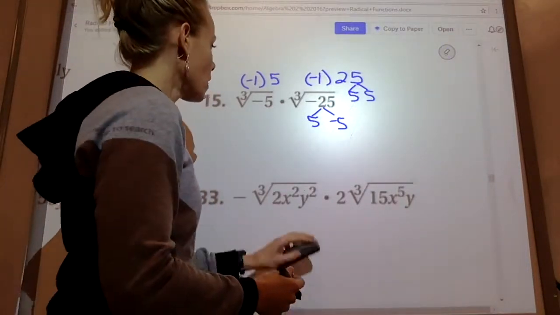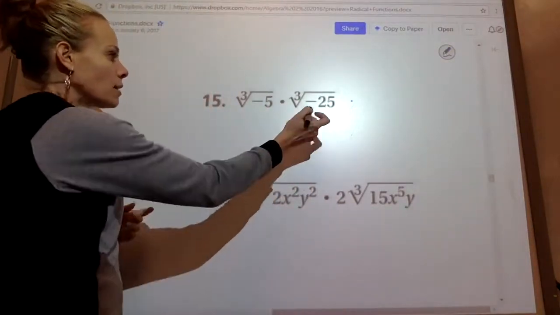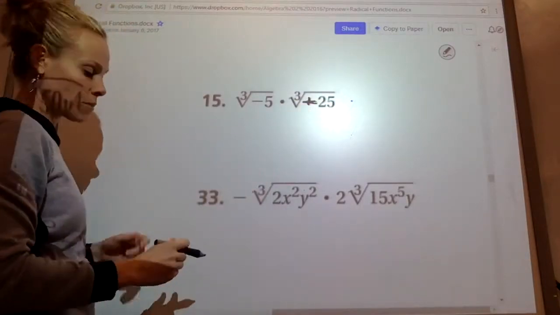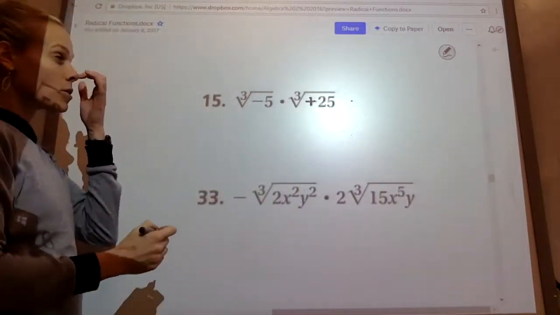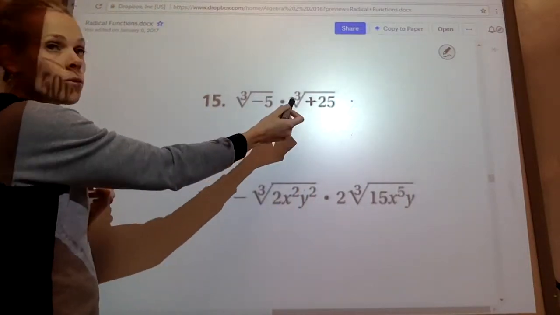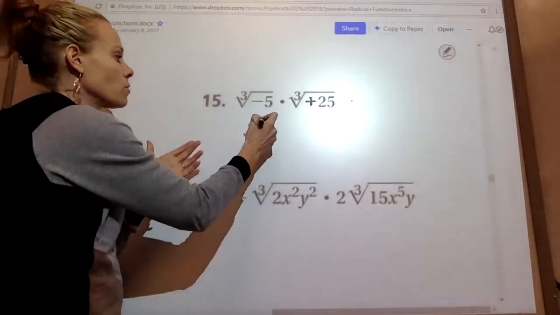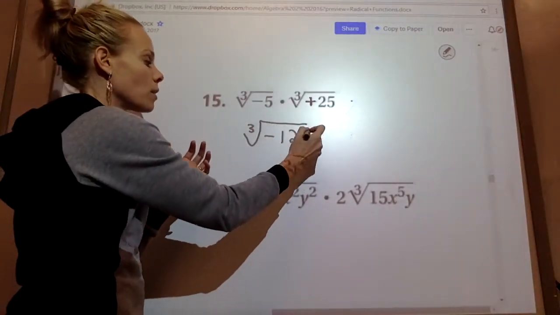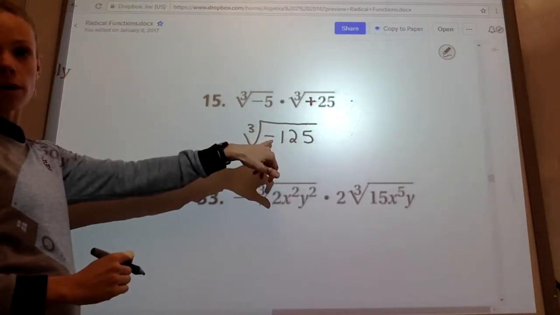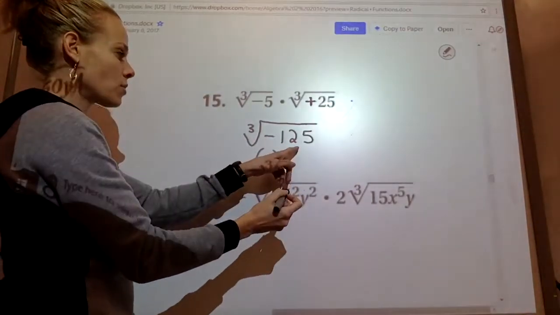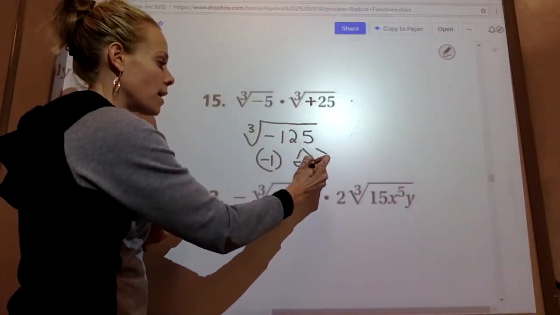Okay? So for example, if this one, let me change this problem a second. Let's say this is a positive 25, right? Change that to a positive. I think that's what I meant to do in the first place. So these are both cubic, which are odd, right? So I can combine them together. So this is going to be the cube root of a negative 125. Now we're going to treat this negative as a negative 1, and then treat that as a 125. So 125 we know should break down into 5, 5, and 5.